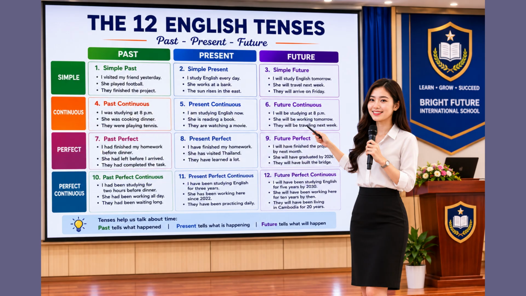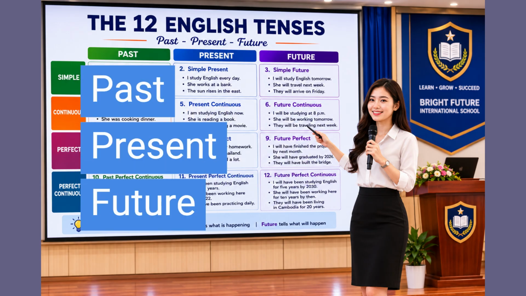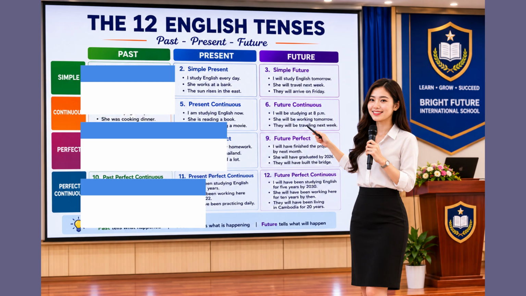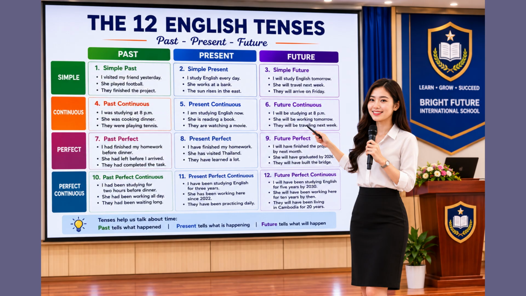Tenses help us understand when an action happens. Every action in English takes place in the past, present, or future. Each of these 3 time periods has 4 forms: simple, continuous, perfect, and perfect continuous. Together, they make the 12 English tenses.